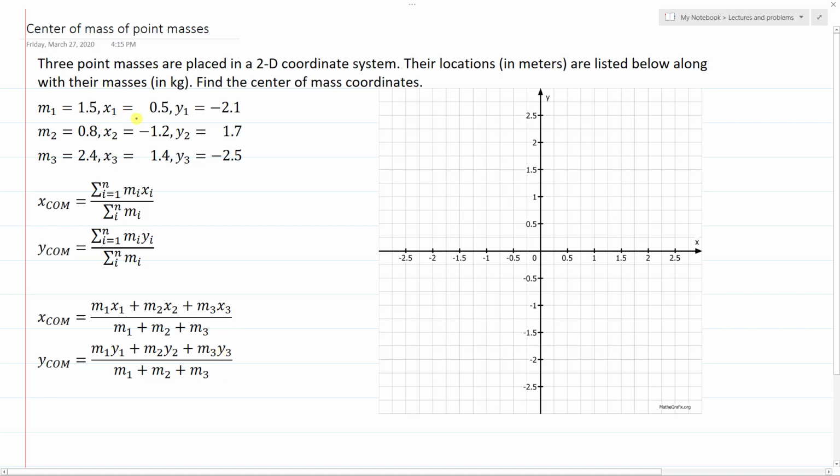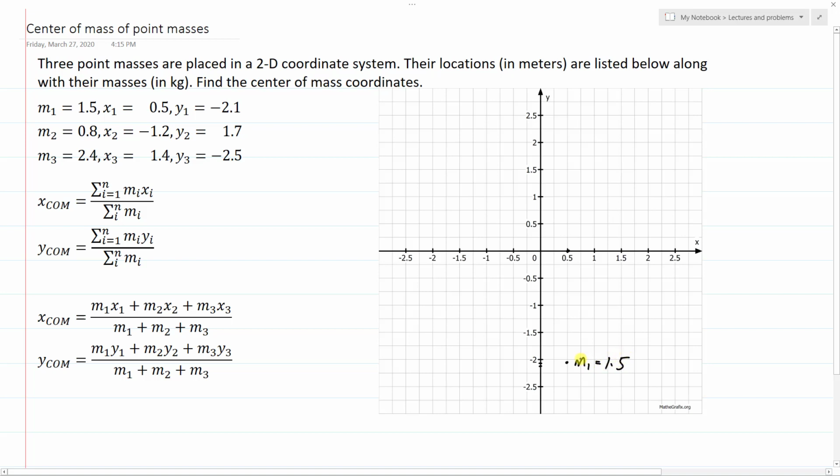So m1 is at 0.5, minus 2.1. So 0.5 is right here, minus 2 and a quarter, 2 and 1/8 right here. So we're roughly looking at this point here. And this is m1. And it's 1.5 kilograms.